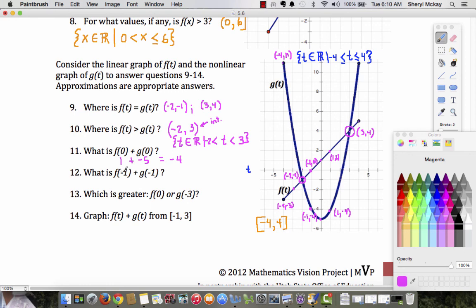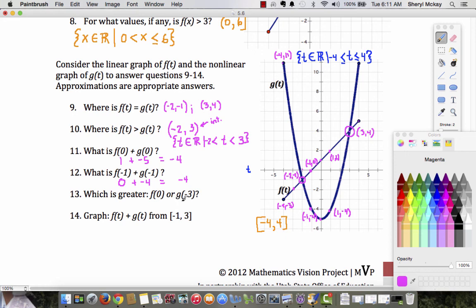See if you can figure out what f of -1 plus g of -1 is equal to. What's f of -1 plus g of -1? Well, f of -1 is 0, right? Because here's when t is -1, f of -1 is 0. And g of -1 is -4. So that's equal to -4.